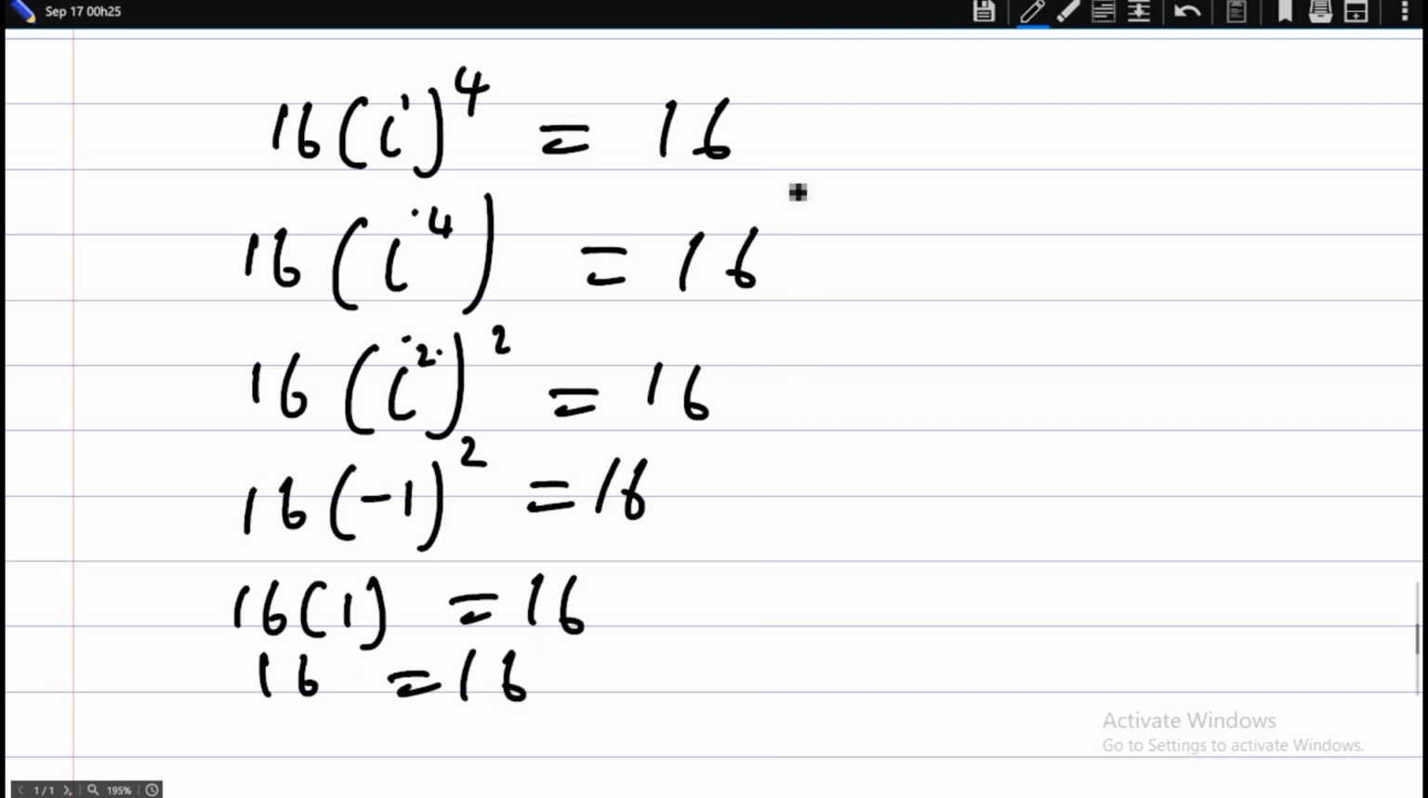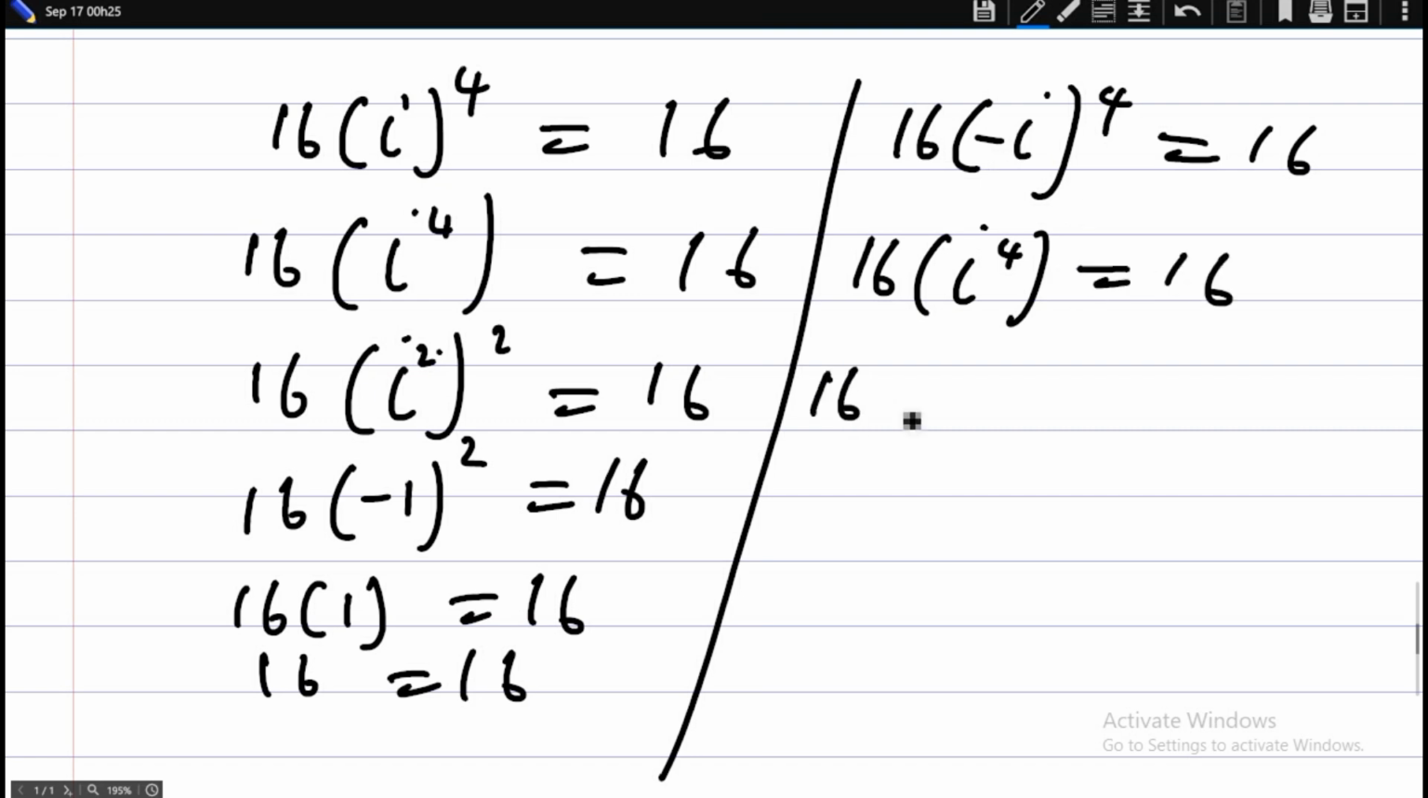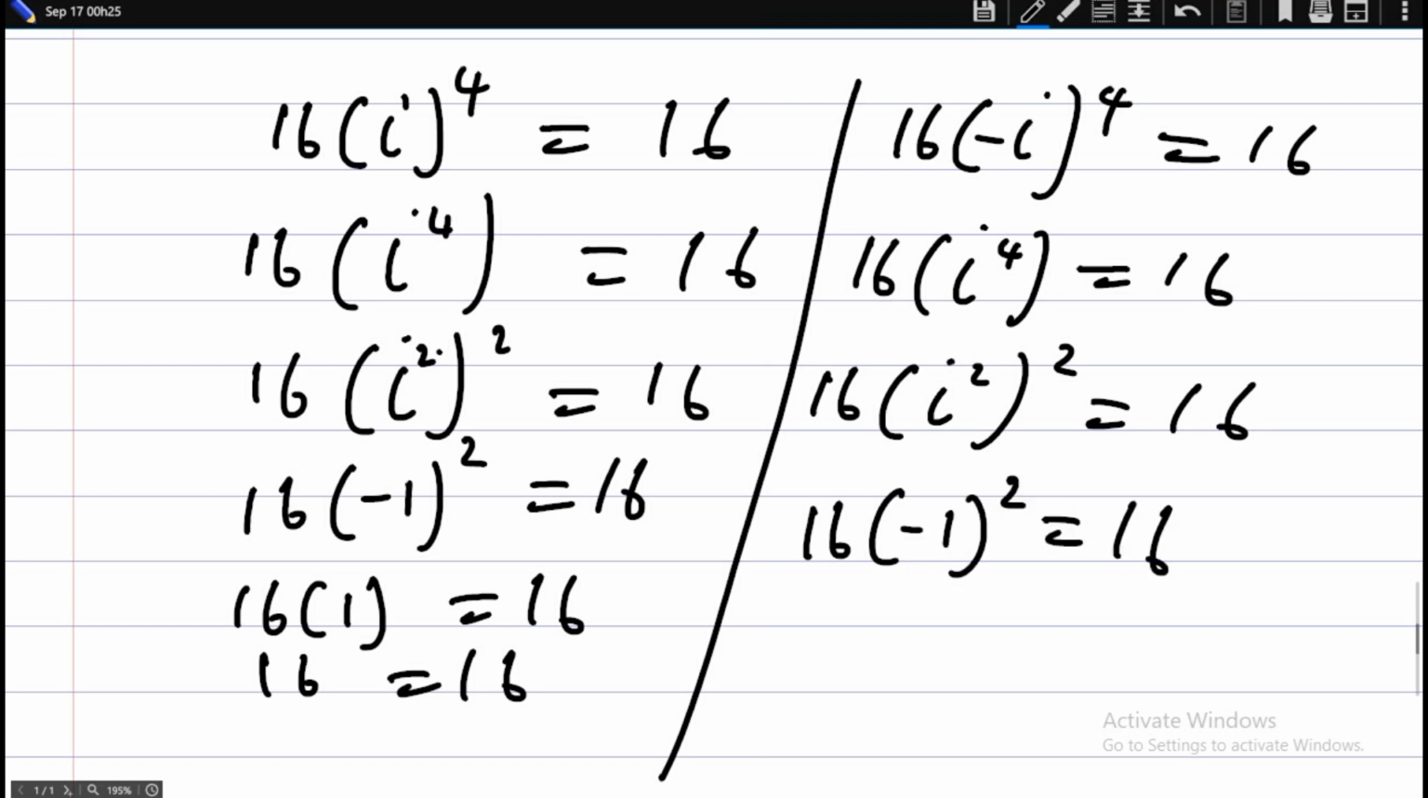Okay, so now let us check for x being equal to minus i. So I have 16 in bracket of minus i, all raised to power 4, is equal to 16. Like I told you, a negative raised to an even power disappears. So this is the same as 16 in bracket of i raised to power 4, the minus has disappeared, is equal to 16. So which is 16 in bracket of i squared, all squared, is equal to 16. And then i squared is minus 1. So I have 16 in bracket of minus 1, all squared, is equal to 16. So we now have 16 in bracket of 1 is equal to 16. So therefore 16 is equal to 16.